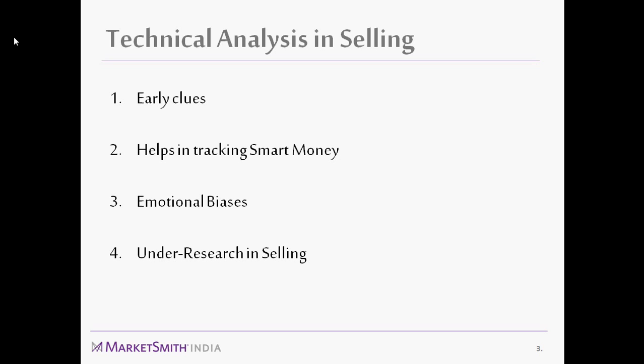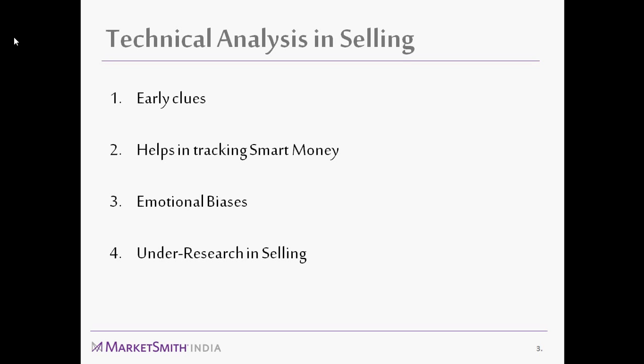You can always re-enter the stock when the stock again forms a proper base and breaks out. But when the technicals are weakening, even if the fundamentals are good, you've got to be selling. Very often, technical analysis holds clues much before the fundamentals begin to deteriorate. You might wonder why so.